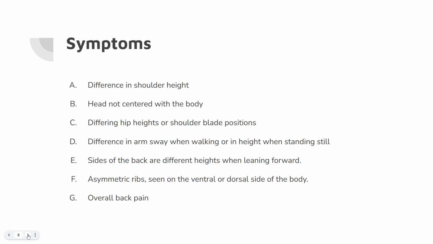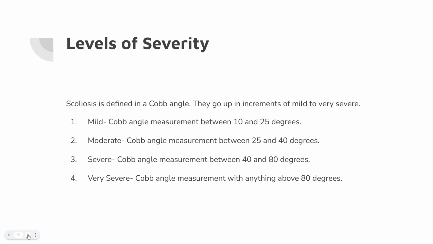Some symptoms: difference in shoulder height, head not centered with the body, differing hip heights or shoulder blade positions, difference in arm sway when walking or in height when standing still, sides of the back are different heights when leaning forward, asymmetric ribs seen on the ventral or dorsal side of the body, and overall back pain.